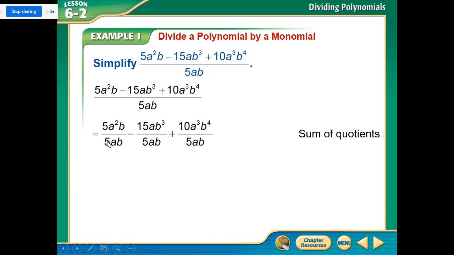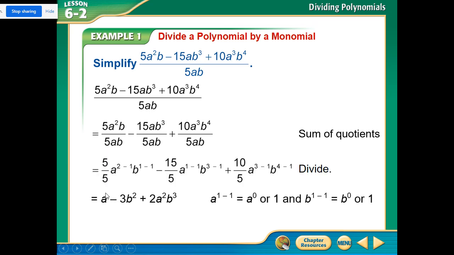And remember, what we do is we divide the numbers and subtract the exponents. So here 5 and 5, of course, will give us 1. 2 minus 1 for the a is just 1a. 1 minus 1 is no b's. And then we have 15 divided by 5 is 3, a and b squared, 2a squared and b cubed. And that's just our answer. You just do each of them individually and write the answer down.